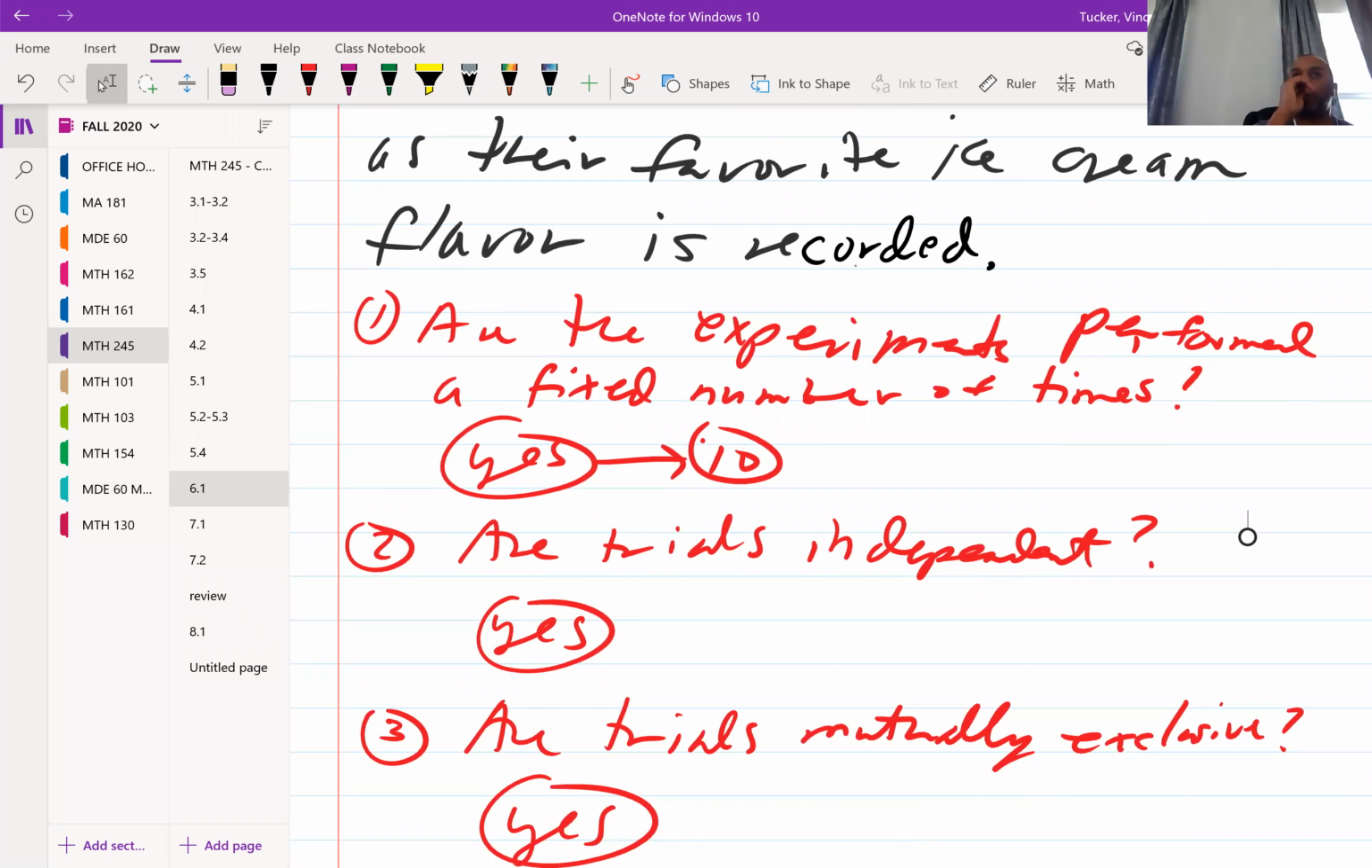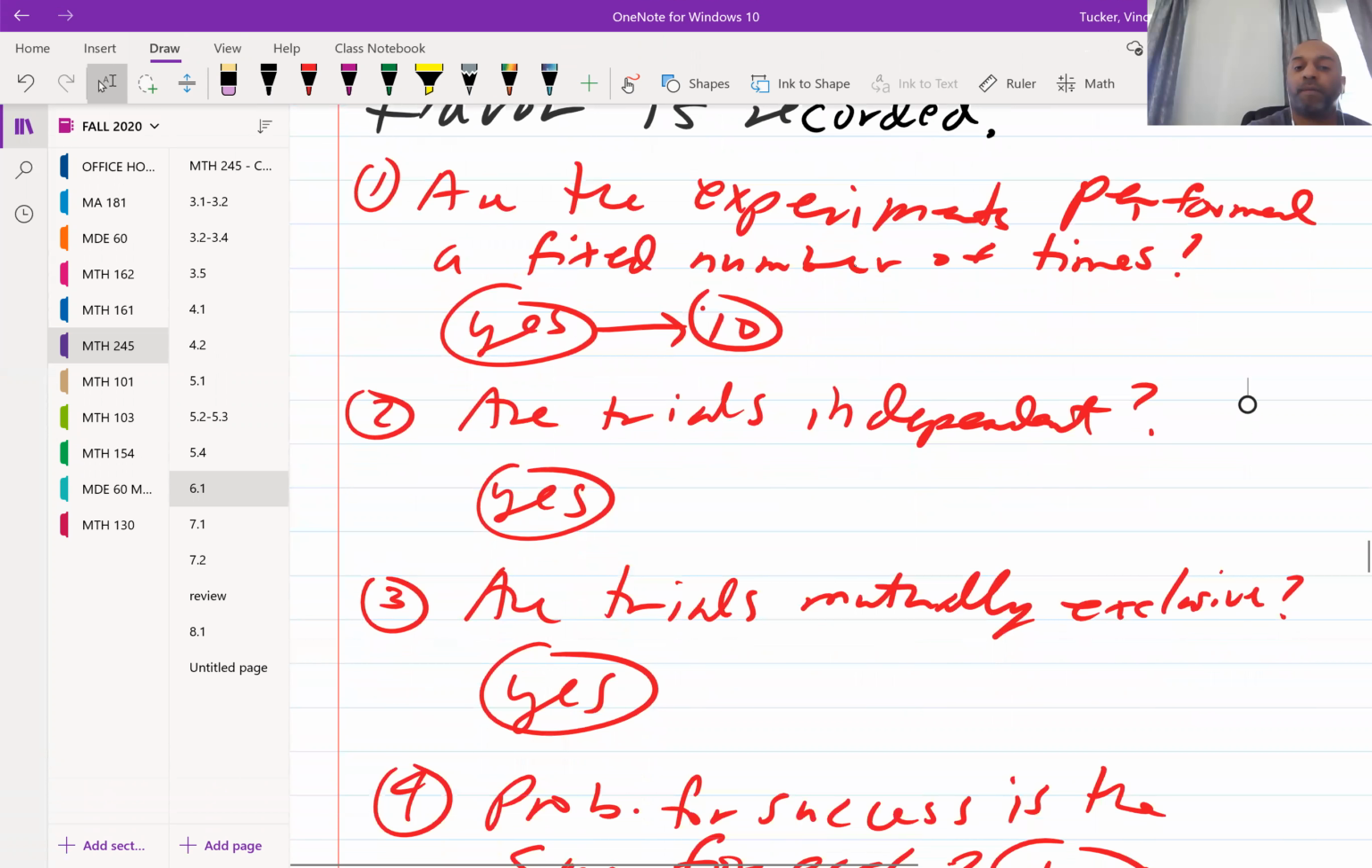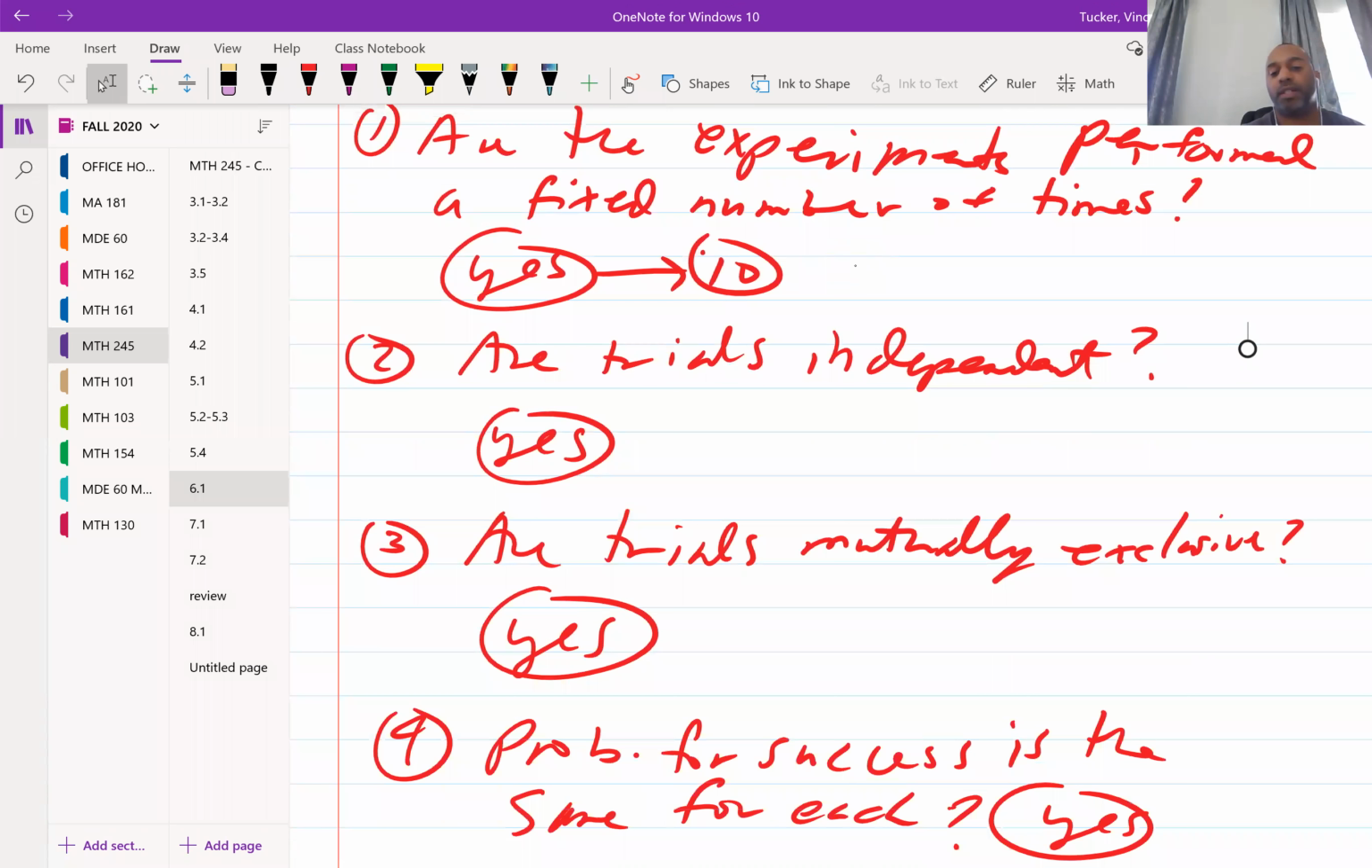Are the trials mutually exclusive? Yes. Either chocolate ice cream is your favorite flavor or it is not. When you say favorite, favorite means that's the one that's above all. So it's not about just liking ice cream or just liking chocolate ice cream. We're talking about, is it your favorite? It's either your favorite or it's not. And then is the probability for success the same for each? And the answer is yes, when it's a 25% chance that the person would pick chocolate ice cream as their favorite.